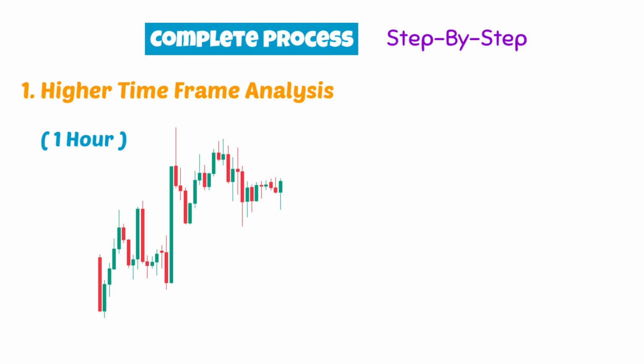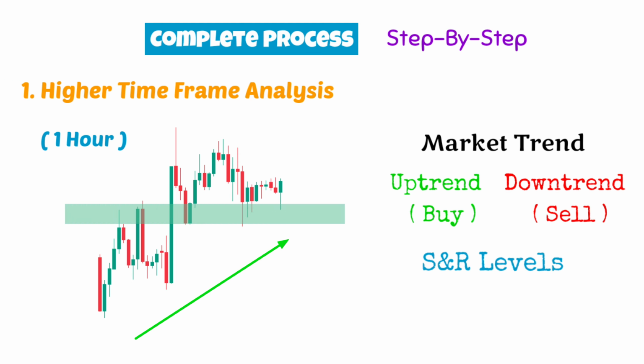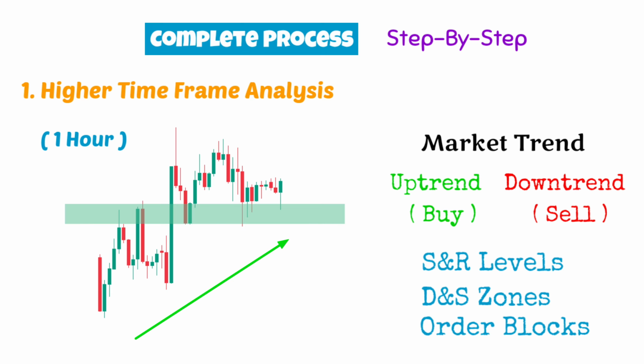Now let's understand the complete process step by step. The first step is higher time frame analysis. Open your higher time frame chart and identify the market trend. Check whether the market is making higher highs and higher lows or lower highs and lower lows. If the market is in an uptrend, focus only on buying opportunities. If it's in a downtrend, focus only on selling opportunities. At the same time, mark important support and resistance levels, demand and supply zones, or order blocks. These are the areas where the market is most likely to react.